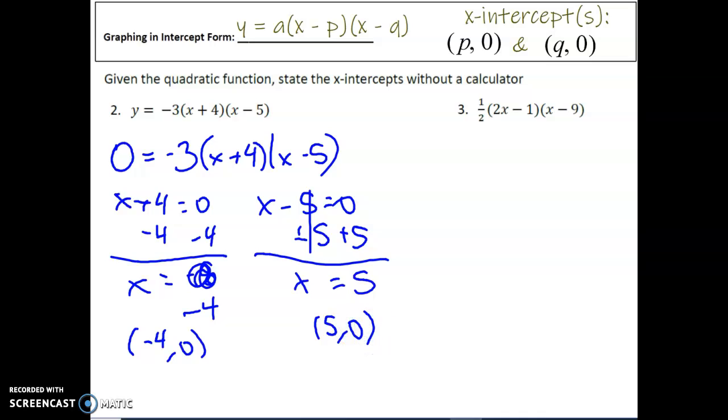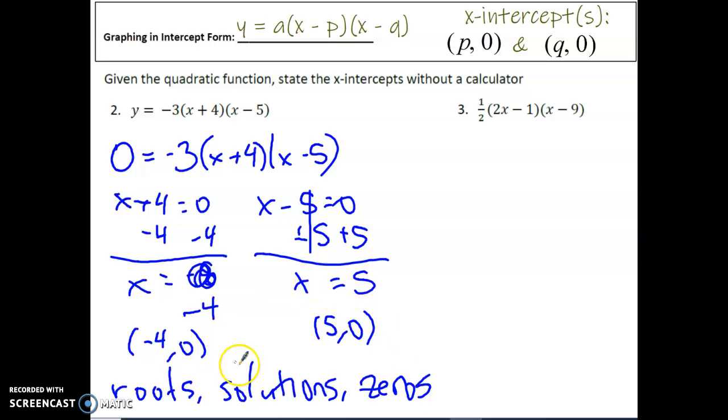Okay, now before we go on to the next one, do you remember the synonyms for x-intercepts? What did we write down means the same thing as x-intercept? Well, we could call those roots, we could call those solutions, and we could call those zeros. Remember, we call them solutions because that's the solution that we get when we set it equal to 0, which is why we call them zeros. Okay, so my zeros, my roots, my x-intercepts, those are at -4 and 5.